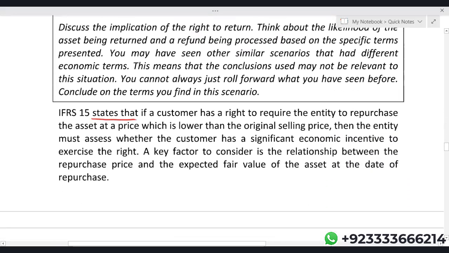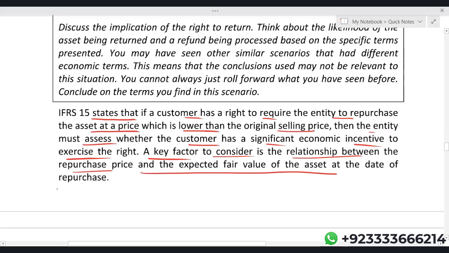IFRS 15 states that if a customer has a right to require the entity to repurchase the asset at a price which is lower than the original selling price, then the entity must assess whether the customer has a significant economic incentive to exercise the right. A key factor to consider is the relationship between the repurchase price and the expected fair value of the asset at the date of repurchase.